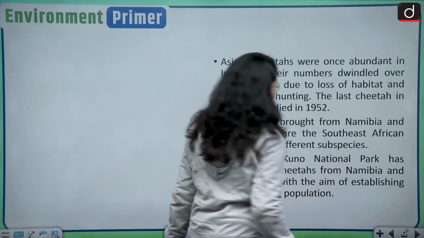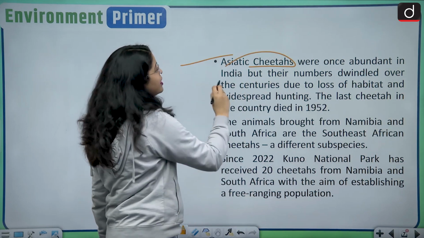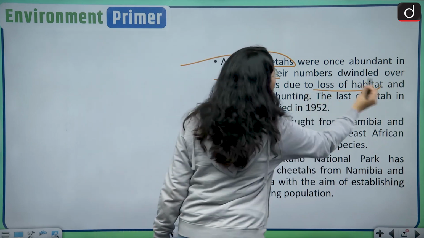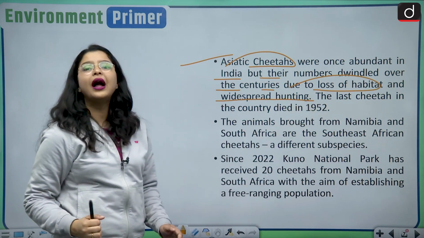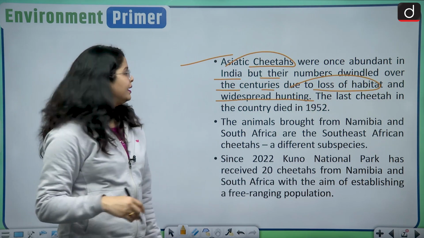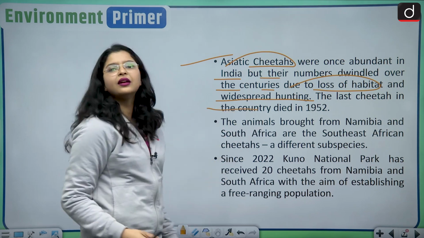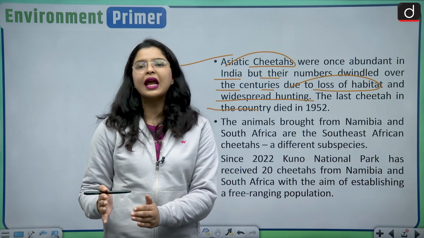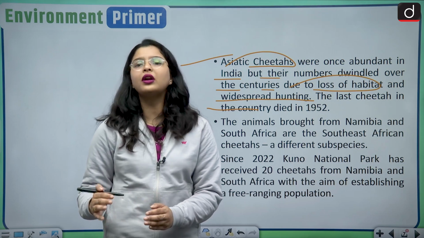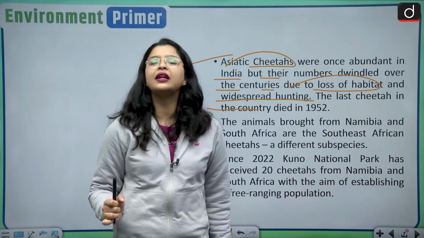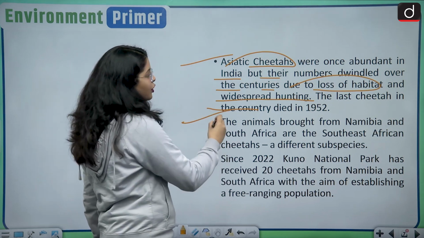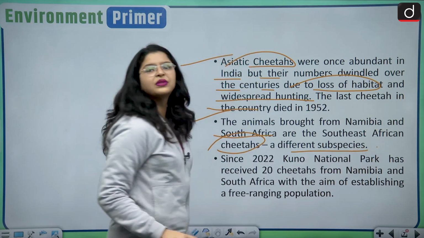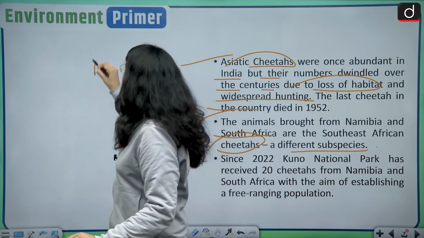Moving forward, Asiatic cheetahs were once abundant in India, but their numbers dwindled over the centuries due to loss of habitat and the widespread practice of hunting, and that is why they are now extinct in India. The last cheetah in the country died in the year 1952. I cannot guarantee that it is a right fact, but there was a Maharaja who shot dead the last three cheetahs in the year 1952. The animals brought from Namibia and South Africa are the Southeast African cheetahs, a different subspecies, because we have the Asiatic cheetahs.